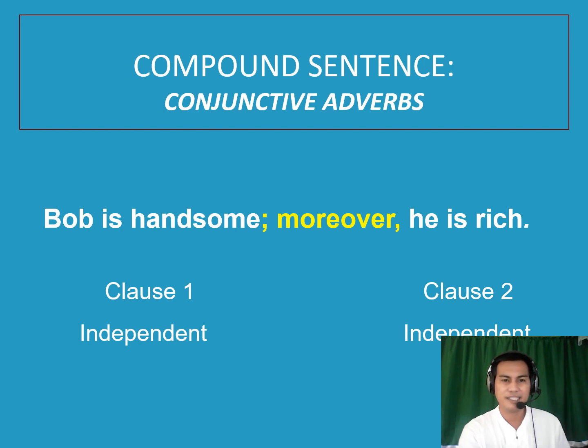You have here, who is handsome? Bob, that's our subject. What does it say about Bob? Is handsome. Is here is our verb. So you have a complete subject and a verb. Here, he is rich. Who is rich? He, that's a pronoun, that is our subject. What does it tell about he? Rich. Who is he? Bob. So that's another simple sentence. So that's still a compound sentence.